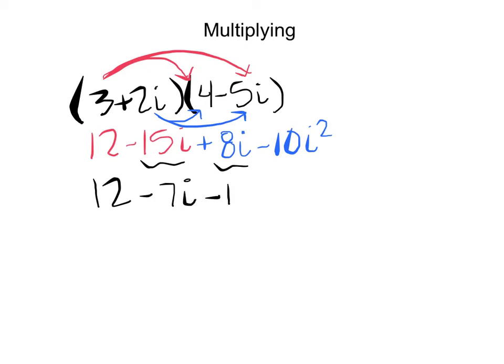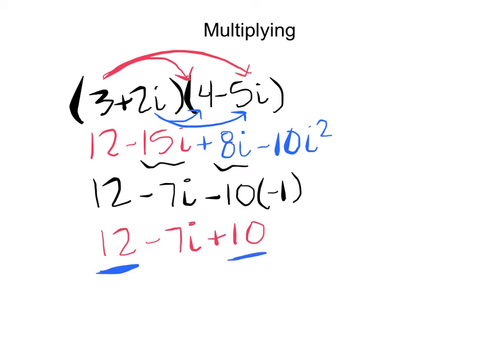Well, remember, what is i squared? i squared is negative 1. So this is the same as saying minus 10 times negative 1. So we have 12 minus 7i plus 10. Well, that means we actually have a couple more like terms. 12 is a real number and 10 is a real number. So our final solution is 22 minus 7i.